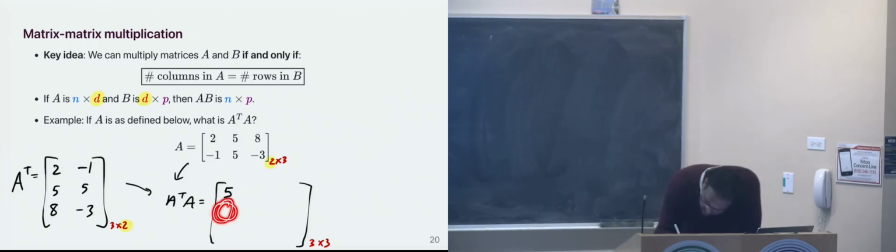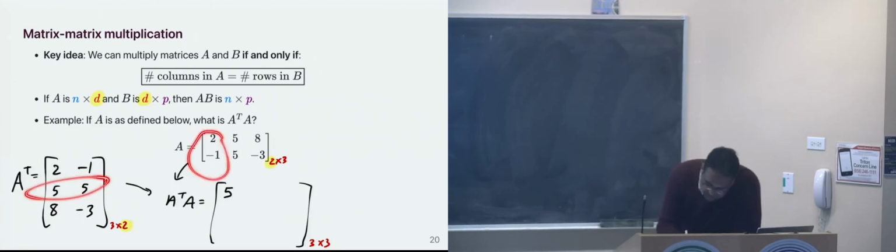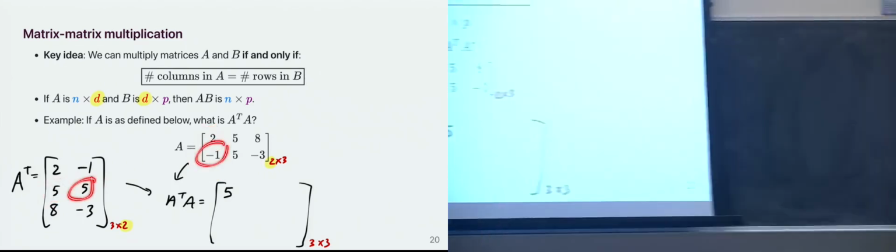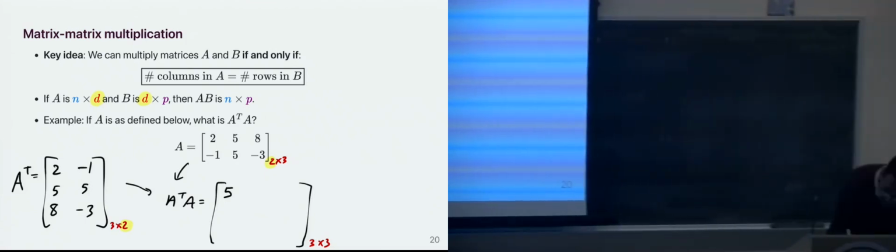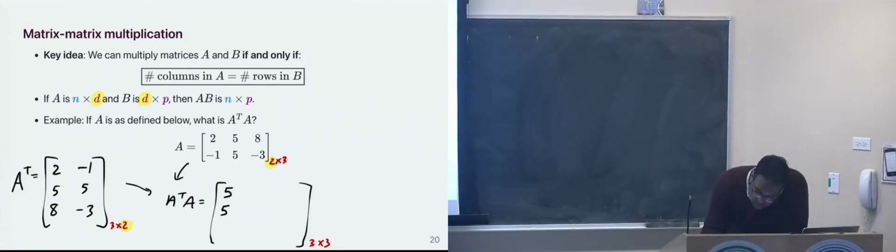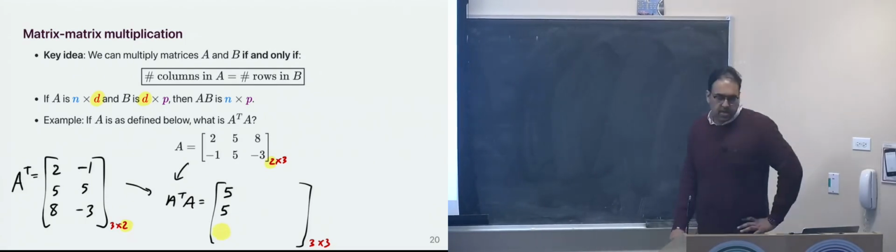What number comes here? Well, it's the dot product of the second row in A transpose with the first column of A. Right? So the dot product of 5, 5 with 2, negative 1 is 5 times 2, which is 10, plus 5 times negative 1, which is negative 5. That gives me a 5. Okay? What number comes here? Any ideas?